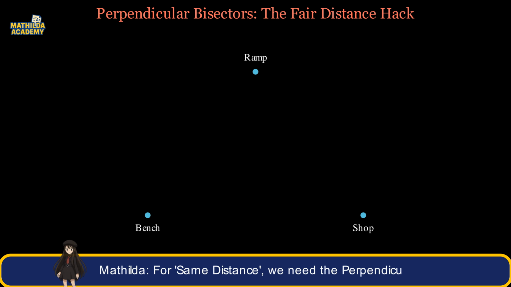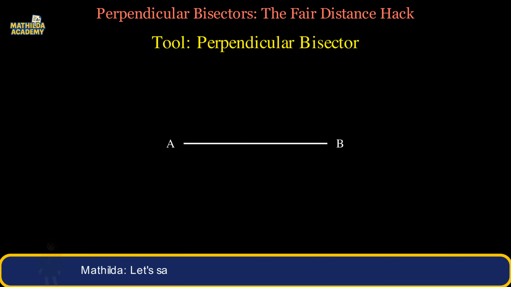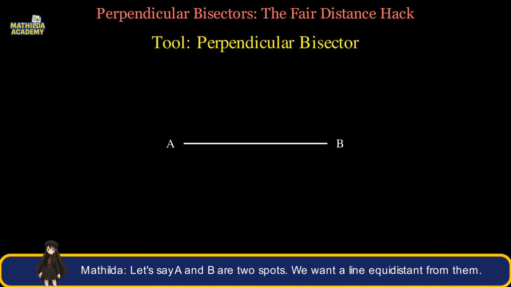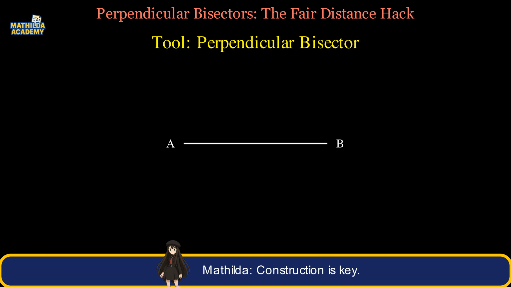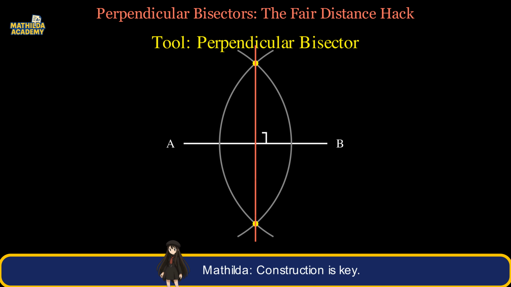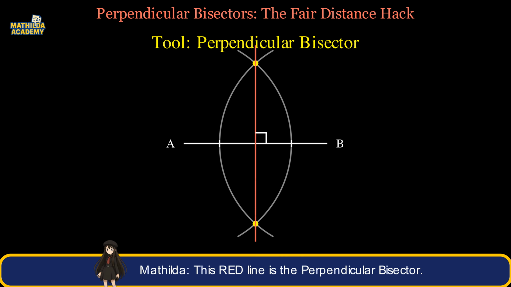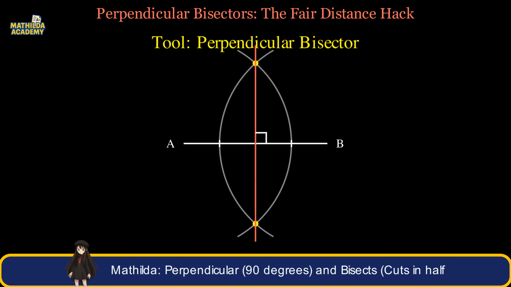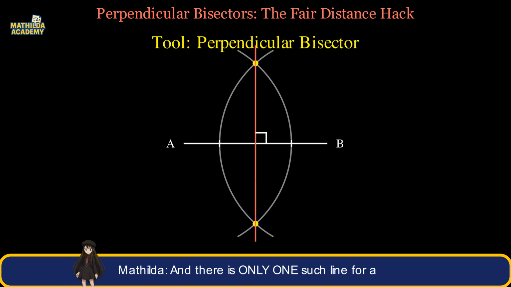For same distance, we need the perpendicular bisector. Let's say A and B are two spots. We want a line equidistant from them. Construction is key. This red line is the perpendicular bisector. Perpendicular, 90 degrees, and bisects, cuts in half. And there is only one such line for any segment.